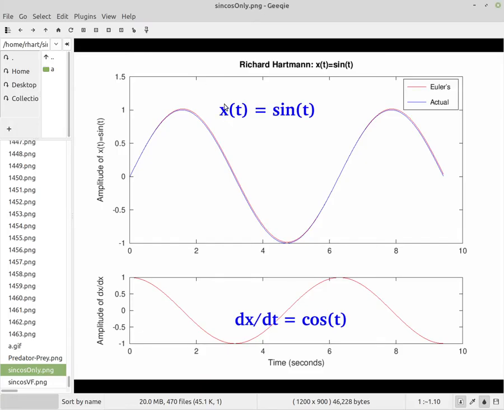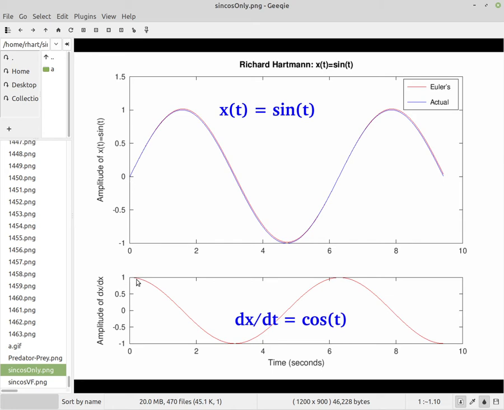at this plot, up here on the top plot, we have x of t equal to the sine of t. That's the solution. I'm plotting the actual solution in blue, and the Euler approximation in red. You can see the approximation is not quite the actual solution, but it's pretty close. And then I'm also plotting the derivative, dx dt, which was our original given function, the cosine of t.